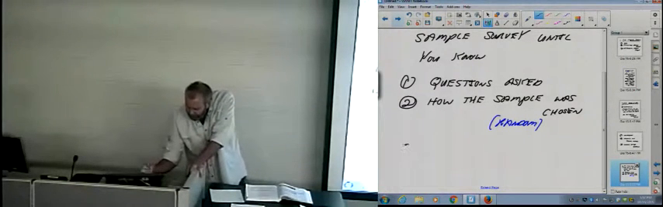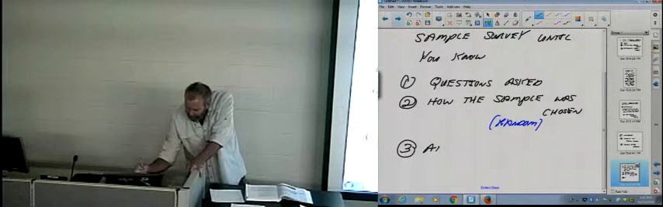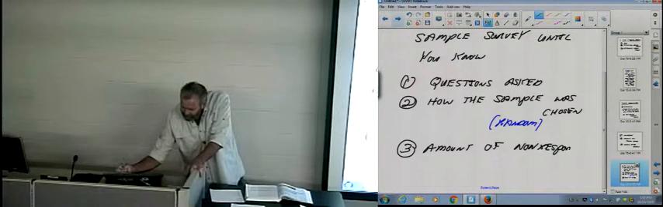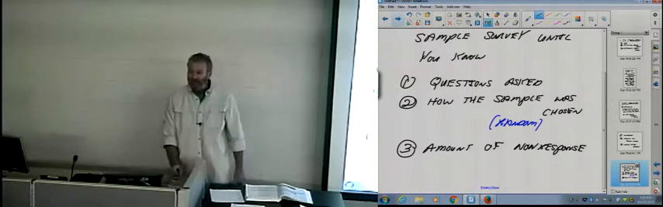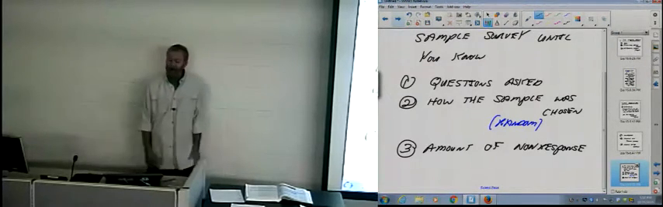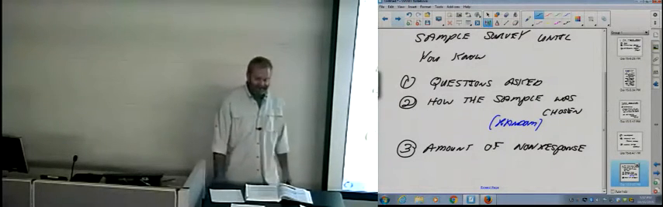Three, amount of non-response. Sometimes they'll give you a count of the number of individuals that didn't respond. Sometimes they'll give you the percentage that didn't respond, right? We know non-response is a source of bias here.